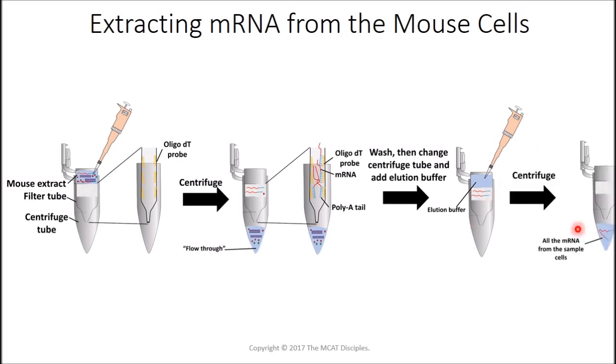So I elute it, and look at that. What I have now in my tube is only the mRNA from the sample cells, and it has every single mRNA because every single mRNA has a poly-A tail associated with it. Again, the reason why I'm obtaining mRNA is because I have to obtain the sequence of the gene that I want to eventually splice with some other genes to make my construct.